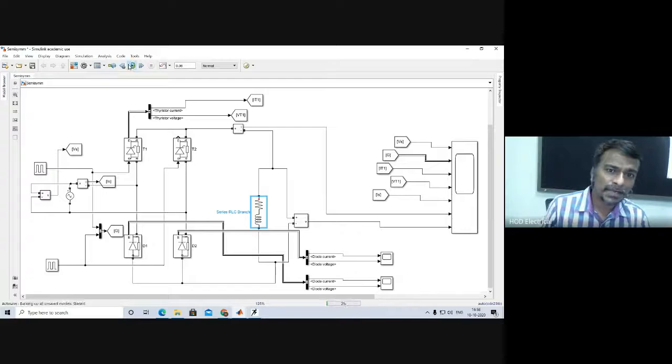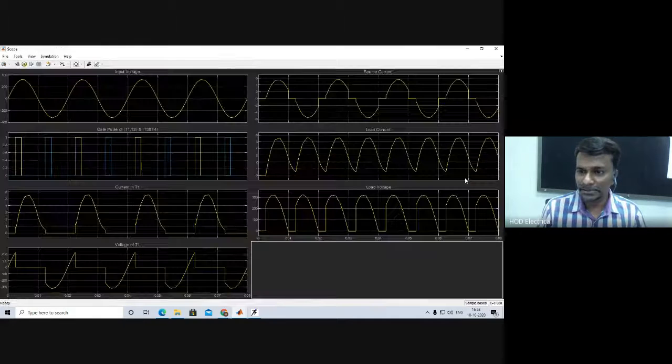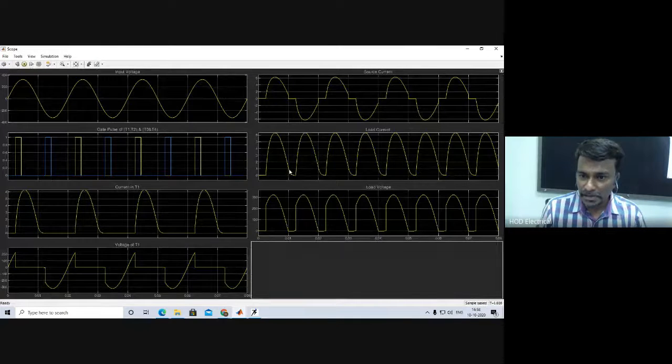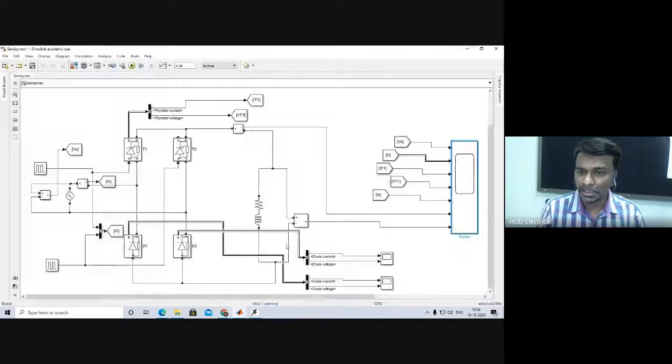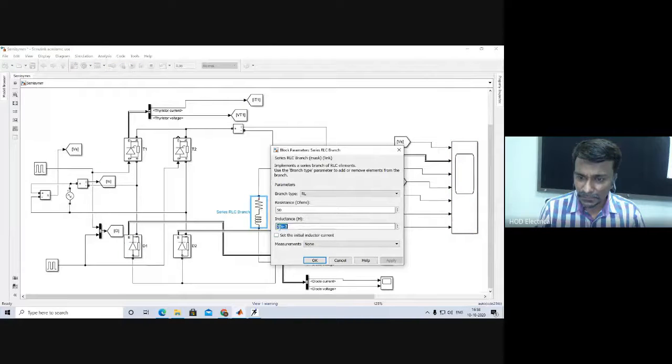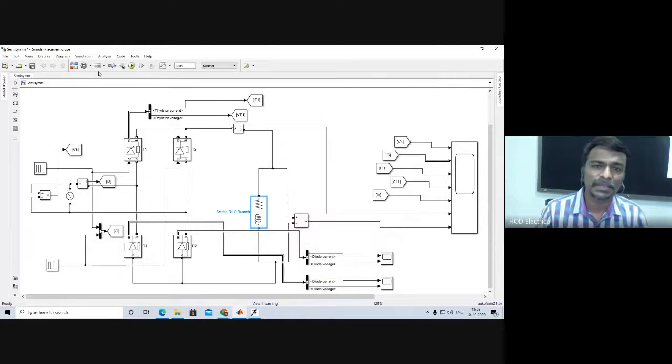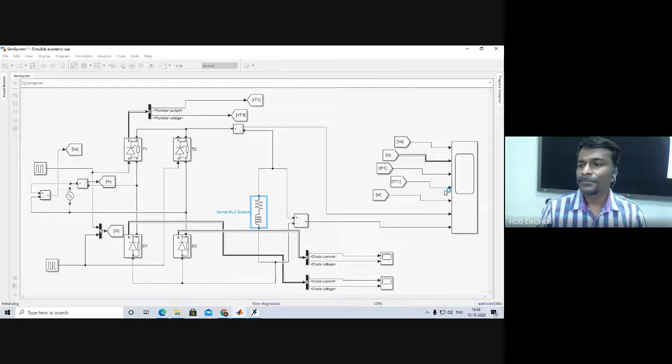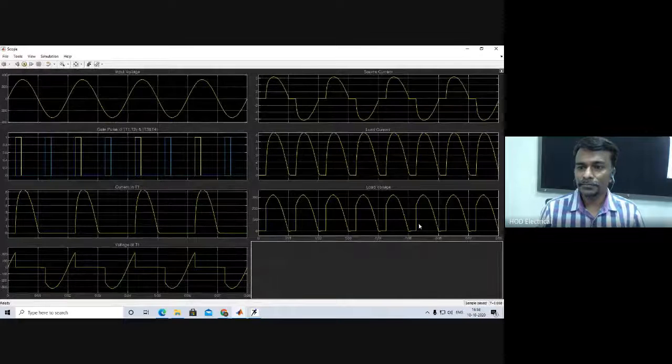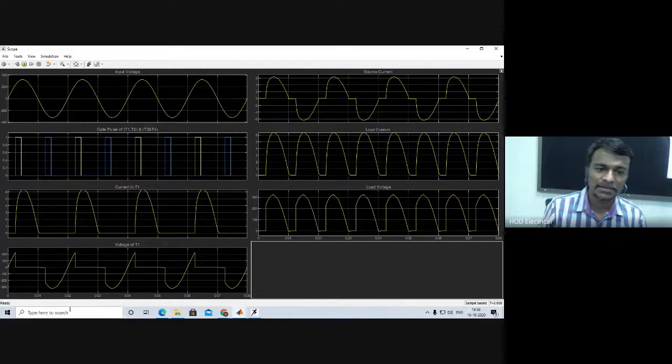So now let me run the simulation. At that time we can see some discontinuity started. In order to make it a little more clear, I am making it 15 millihenry. When I connect this 15 millihenry, you can see here this is the discontinuity. The load current has a discontinuity.